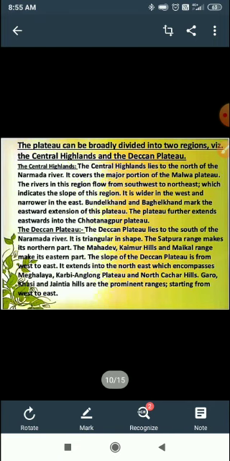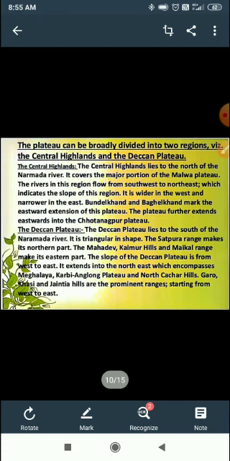It is wider in the west and narrower in the east. Bundelkhand and Baghelkhand mark the eastward extension of this plateau. The plateau further extends eastward into the Chota Nagpur Plateau. Now comes the Deccan Plateau.